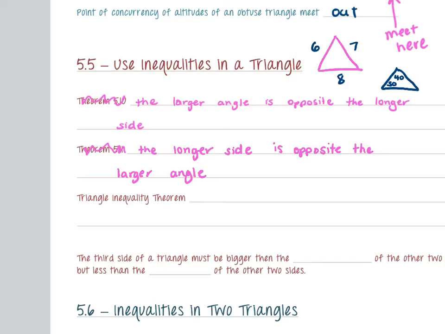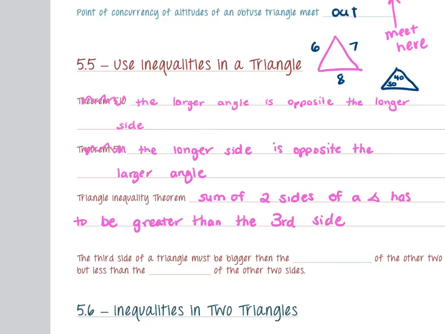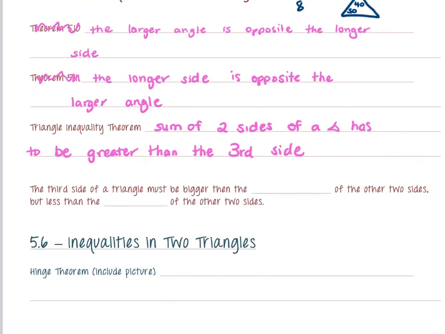And then the triangle inequality theorem says the sum of two sides must be bigger than the third. They can't be the same; I can't have 3, 3, and 6. It has to be bigger. If it gives you two side lengths and asks for the range, the third side of a triangle must be bigger than the difference, and less than the sum. So if I said 13 and 9, it has to be greater than 4 but less than 22.